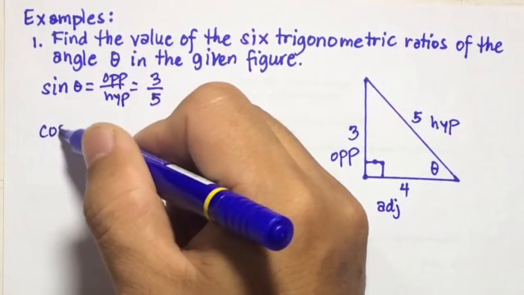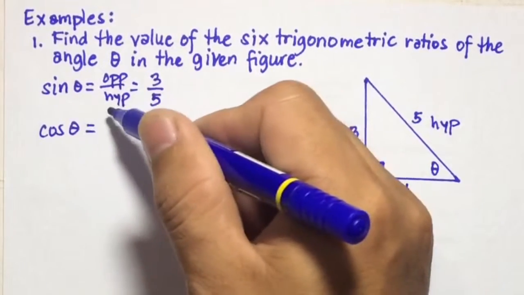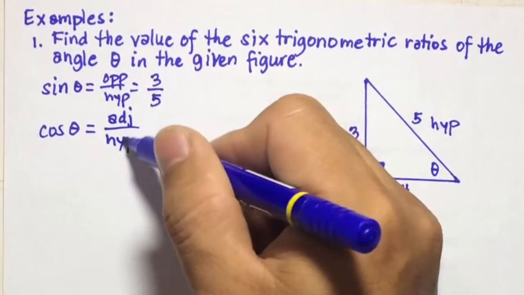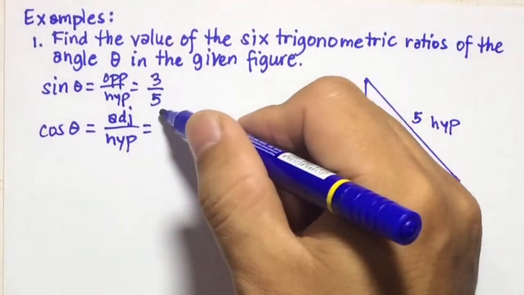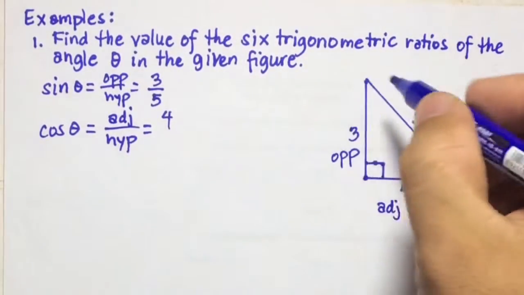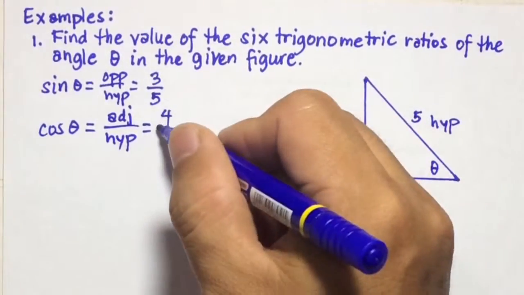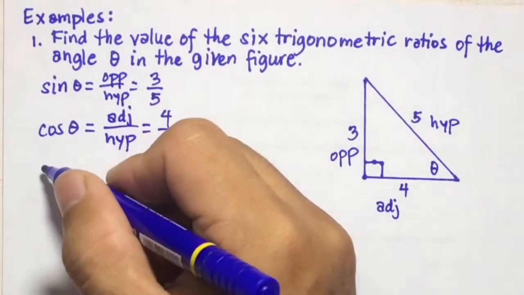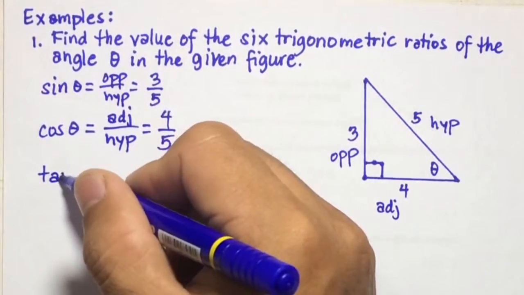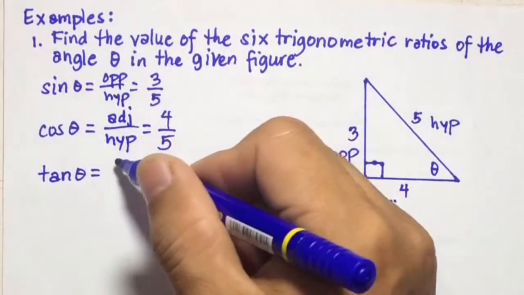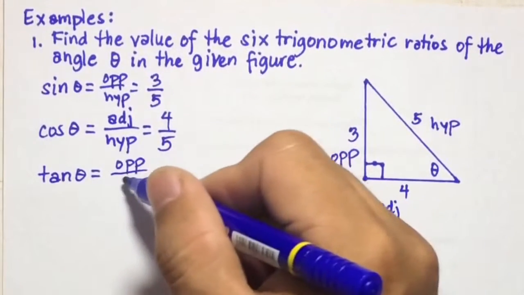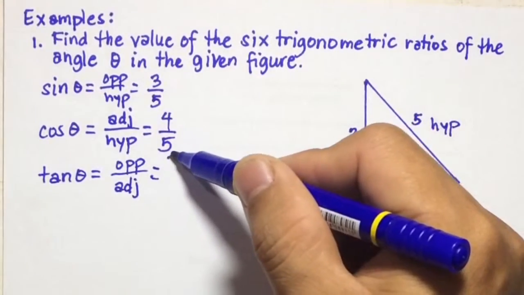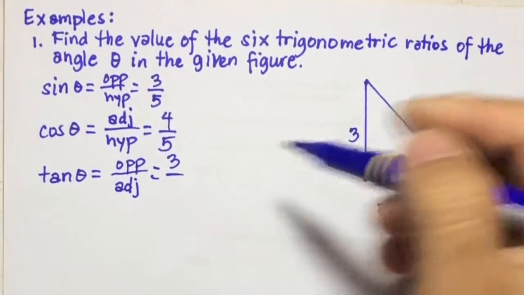Then cosine. Cosine of theta equals adjacent over hypotenuse. So we're going to have here 4 adjacent side. Then hypotenuse is 5. Then tangent of theta is equal to opposite over adjacent side. So opposite here is 3, so we're going to have 3 over adjacent side is 4.